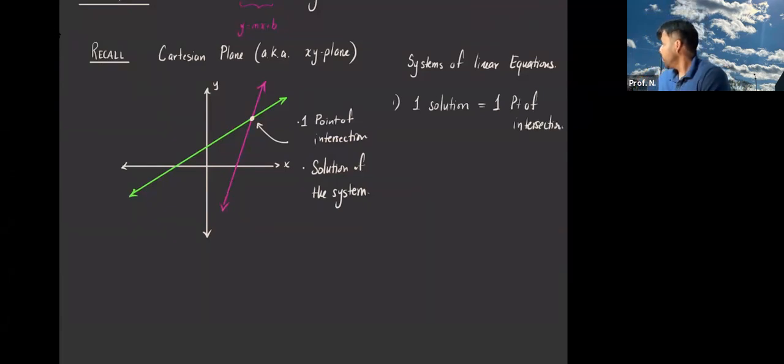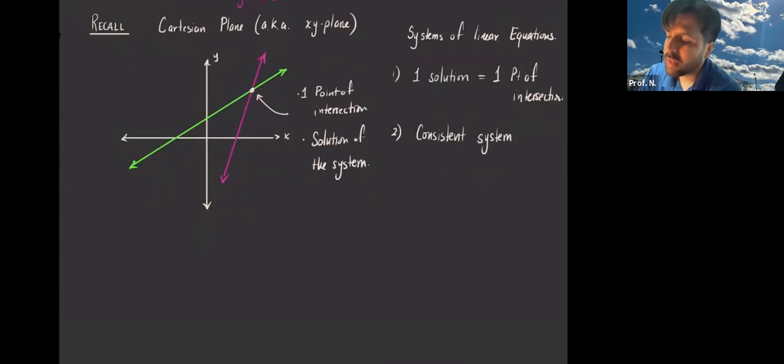We call these systems consistent. So that's one thing we call it: a consistent system. So this is one kind, one type.